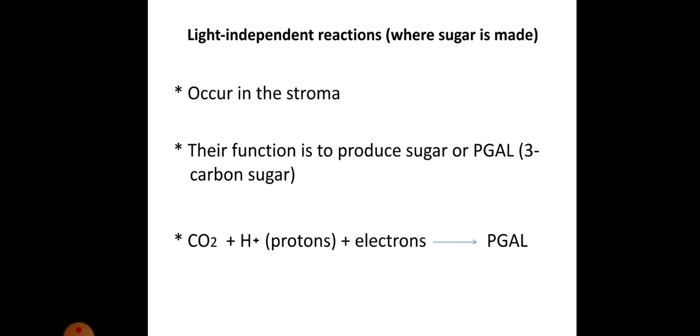Now, I told you that these reactions occur in the stroma and their function is to produce sugar or PGAL, which is the 3-carbon sugar molecule. And the general equation for the light-independent reactions is CO2 molecules combine with protons and electrons to produce one PGAL molecule, which is half molecule of glucose.